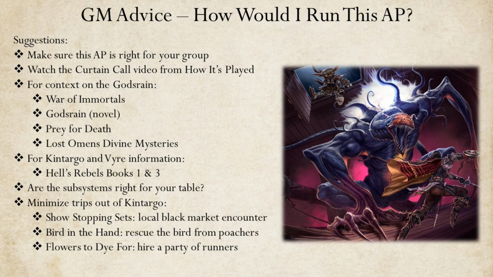In the case of the Bird in the Hand event on page 37 of Book 2, you might consider changing the search for the rare bird into a rescue of that bird from poachers, or a theft of that bird from a cruel owner. This could allow the focus to remain on Kintargo, and might allow you to incorporate more underworld NPCs, or some high society villains who the PCs can needle.